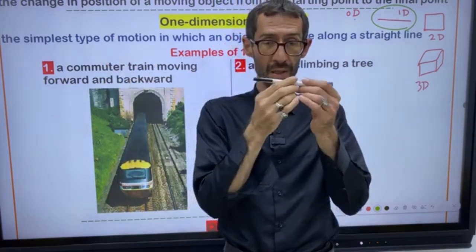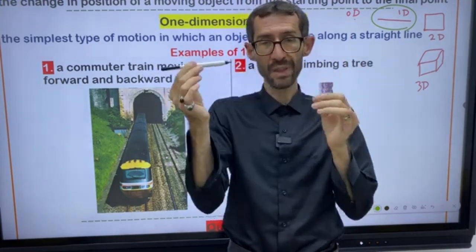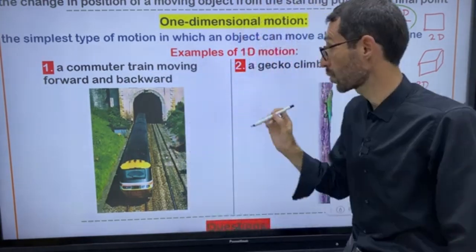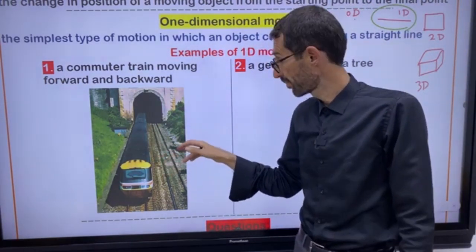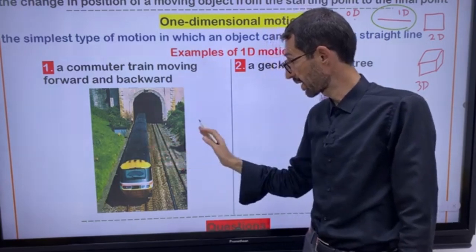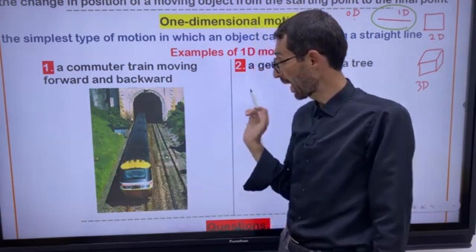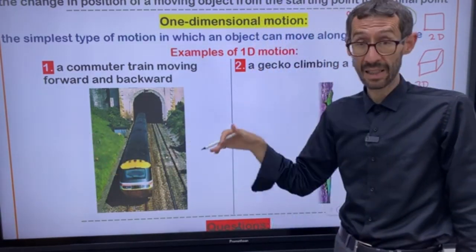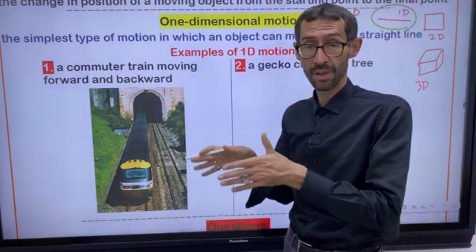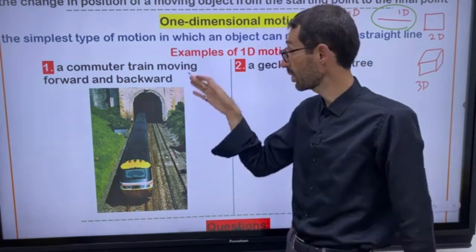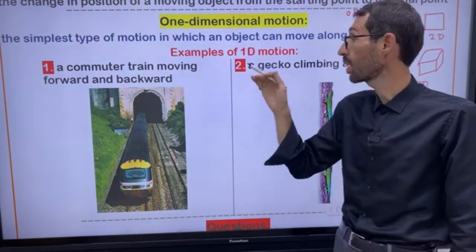So on a straight line, forward, backward. That's it. This is called a commuter train. This train does not turn. It does not deflect to the right. It doesn't deviate to the left. And it doesn't spin. It doesn't rotate. It only traces out a straight line. This is a commuter train, and it's one example of one-dimensional motion.